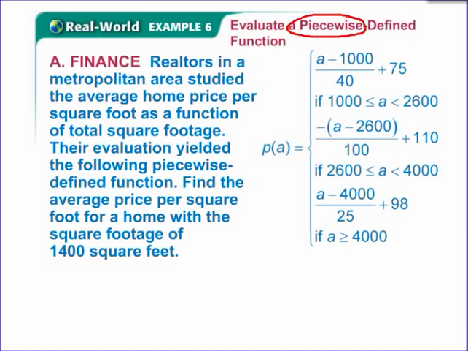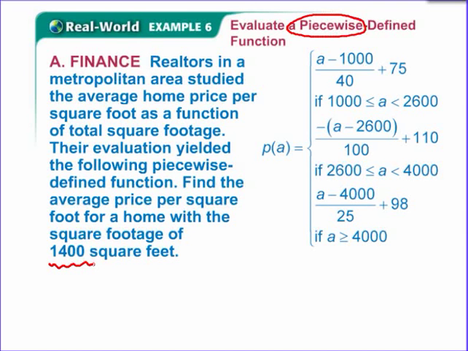Piecewise function means a piece of something combined with a piece of something else combined with a piece of something else. So it says realtors in a metropolitan area studied the average home price per square foot as a function of total square footage. Their evaluation yielded the following piecewise defined function. Find the average price per square foot for a home with a square footage of 1,400 square feet. So this is the number I'm worried about, 1,400.